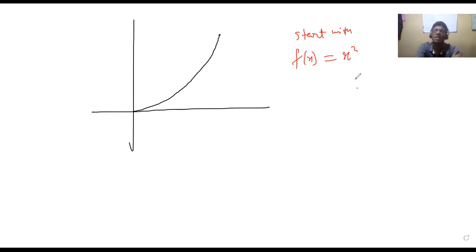So if you start with this and somehow make this non-convex, if you kind of redefine it at a few points, yeah, how do you do that? I don't know.